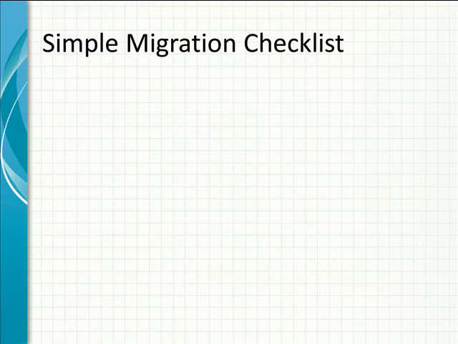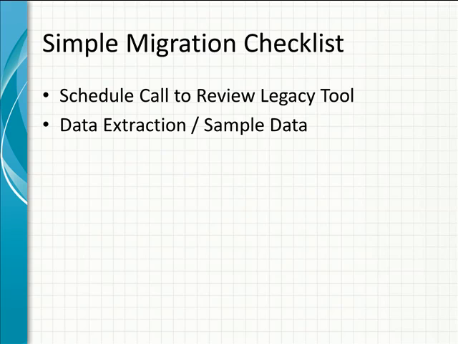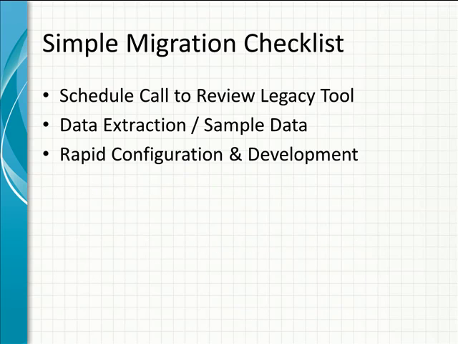I'd like to start by quickly talking through just some of the basic migration items or checklist things that we consider part of a successful migration. The first thing is an initial needs analysis or call to really understand how the legacy tool works. That usually involves some kind of extraction of data, either a sample spreadsheet or even real data from the system, so we can understand the data model and also understand what's involved in data migration.